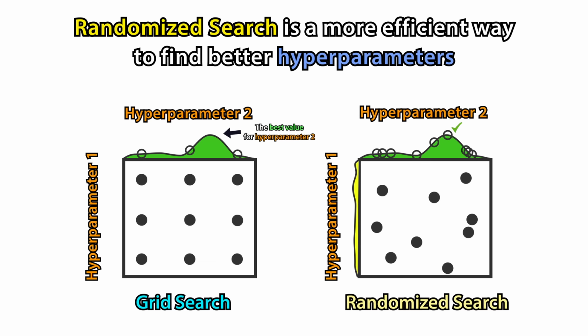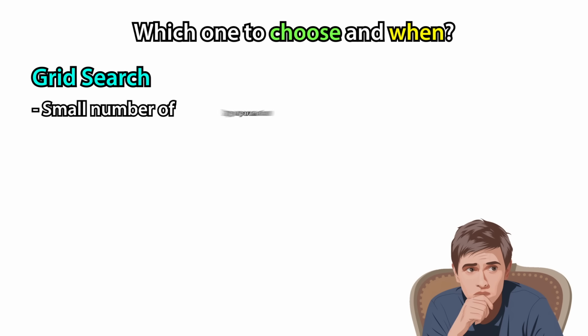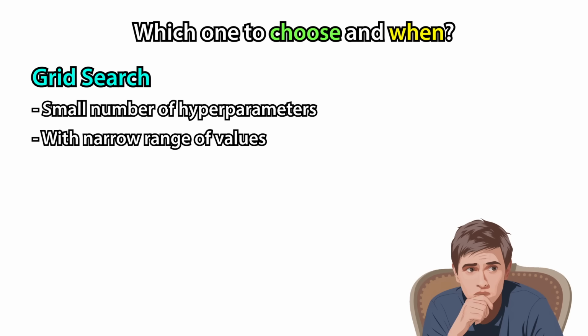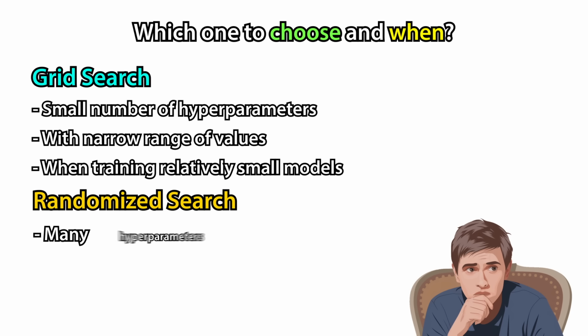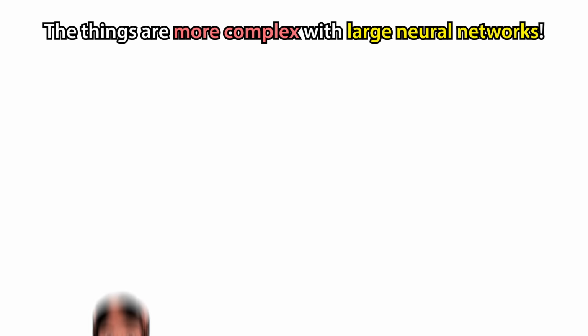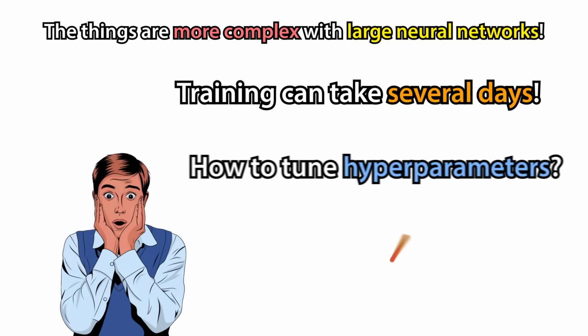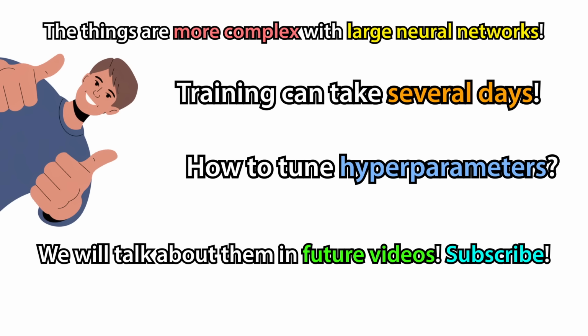As a rule of thumb, regular grid search is more suitable when you have a small number of hyperparameters with narrow ranges and when you are training a relatively simple model. Randomized search is used with many hyperparameters, broad ranges, and complex models. For large neural network models where training each model takes several days, the process becomes more complex. Different methods are designed to find a better set of hyperparameters in such scenarios.